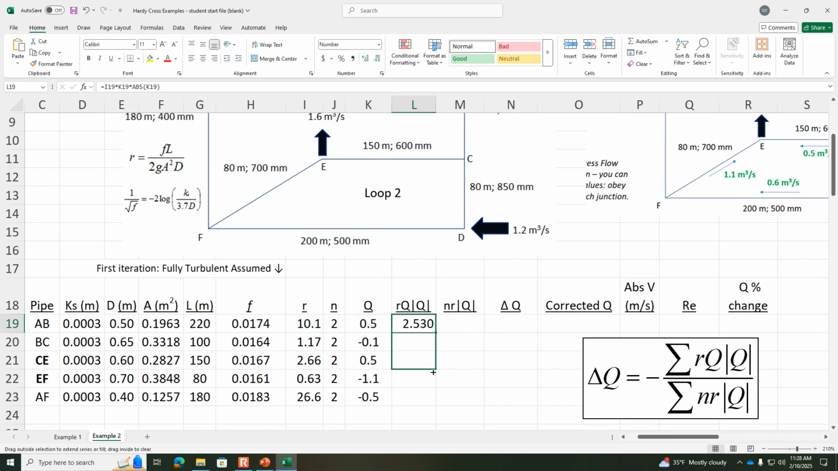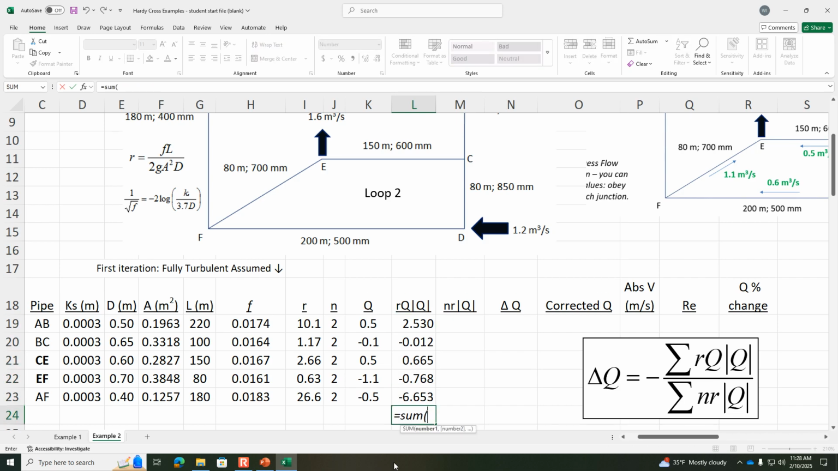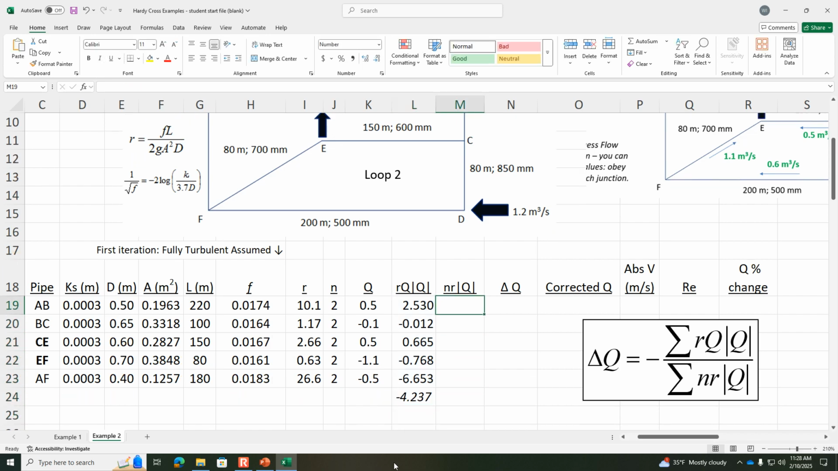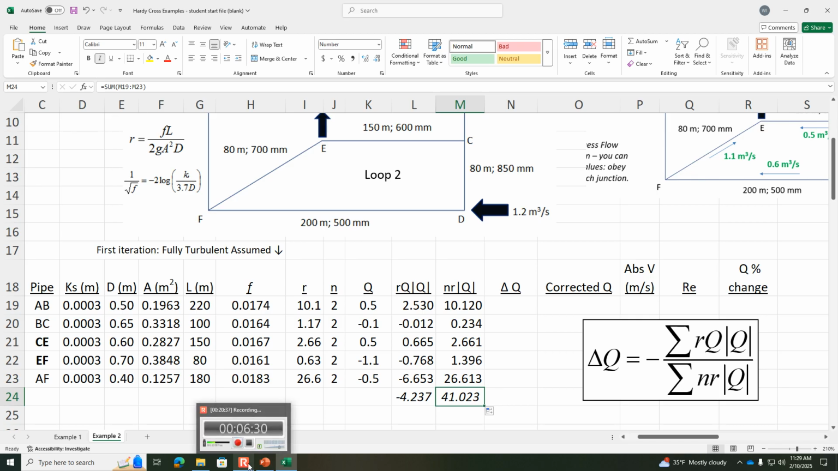And we want to apply that for every row in the network. And then we need to add it up underneath, so that's the sum of the cells above it. And then N times R times the absolute value of Q, applied to every pipe in the network, and then we can just drag this sideways because that's going to add up the cells above it. Let me pause for a moment and circulate around in case anybody has questions so far.